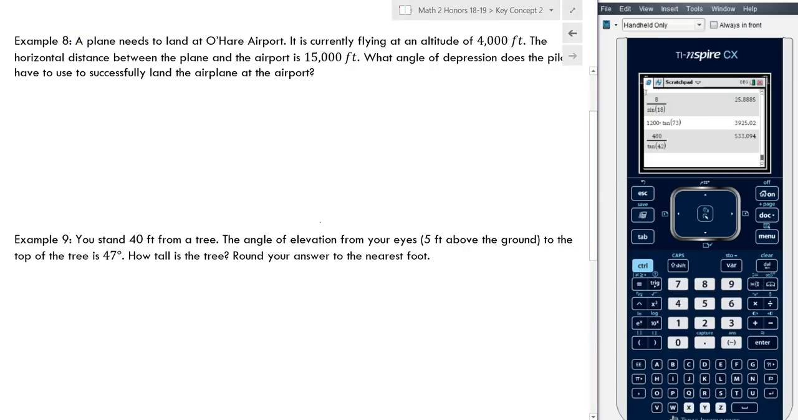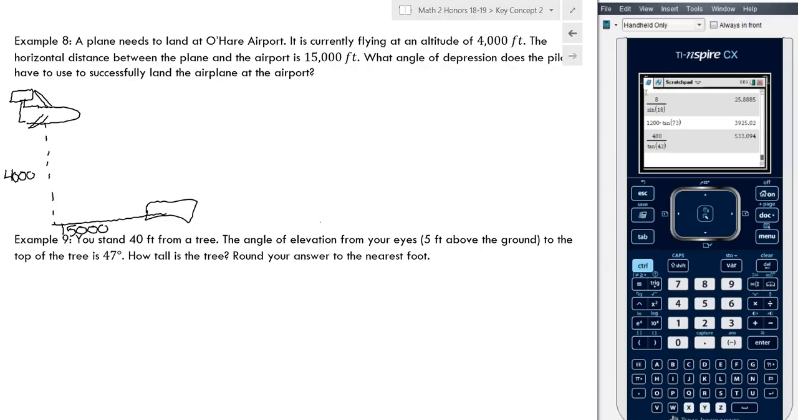So a plane needs to land at O'Hare Airport. It's currently flying at an altitude of 4,000 feet. So there's my beautiful plane, and here's the airport. I'm going to make a building. Remember, the altitude is its height. So that's 4,000. The horizontal distance between the plane and the airport is 15,000 feet.